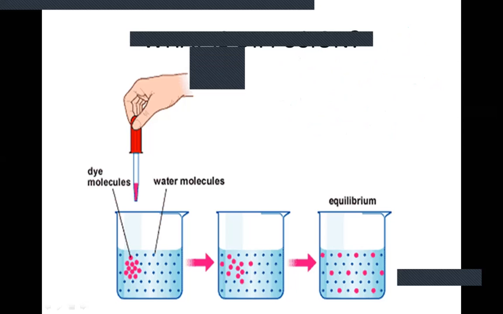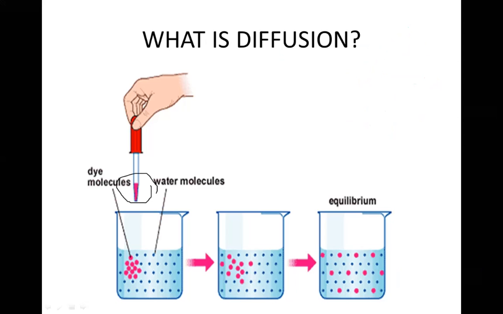Can you see this ink over here? Yes, ma'am. The ink drop has fallen into the molecules of water. The next step is that it gets mixed up. It is moving from its higher concentration to mix in the whole beaker of water. Can you see now they have mixed up together? Yes, ma'am. Nothing but what it is called? Diffusion.